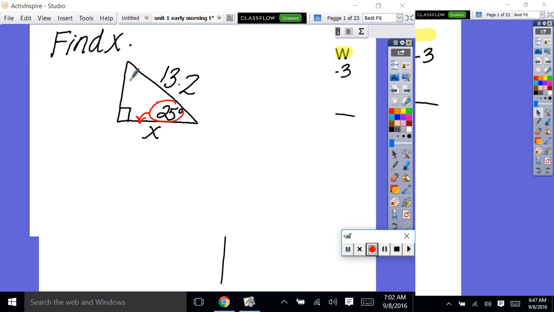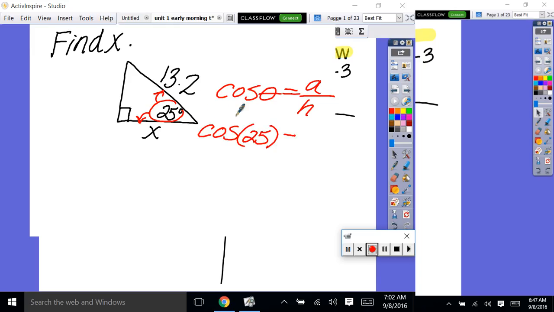Adjacent and hypotenuse, isn't that cosine again? So we know cosine of theta is equal to adjacent over hypotenuse. Plug in what you know. Cosine of 25 is equal to adjacent, which is x, over hypotenuse, which is 13.2. Solve for x. Good, because this is on bottom, we'll multiply both sides by what's on bottom. Now, isn't x alone? Yes.